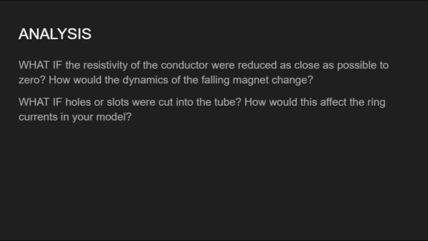If the resistivity of the conductor were reduced as close as possible to 0, then we would find that the falling magnet's acceleration would be closer to that of if gravity was the only thing in play. If holes or slots were cut into the tube, we would see a bigger oscillation motion, as the magnet would have a larger time to fall before it hits that resistance again.